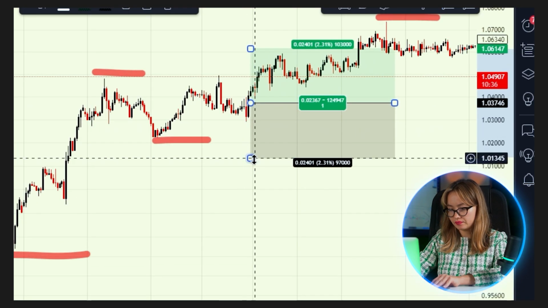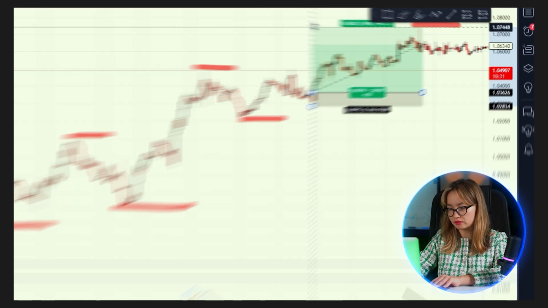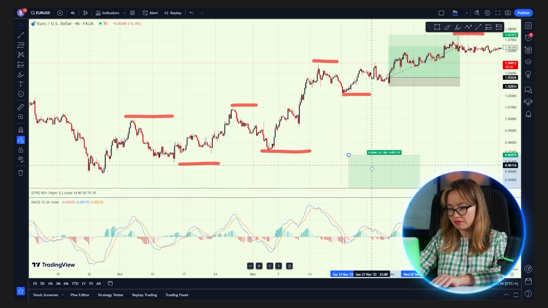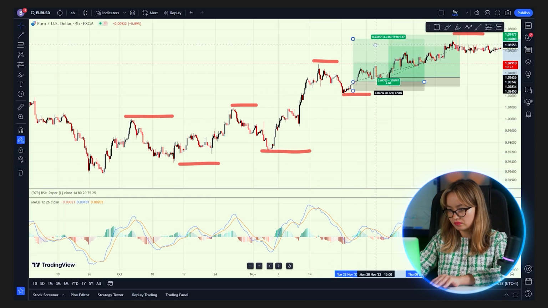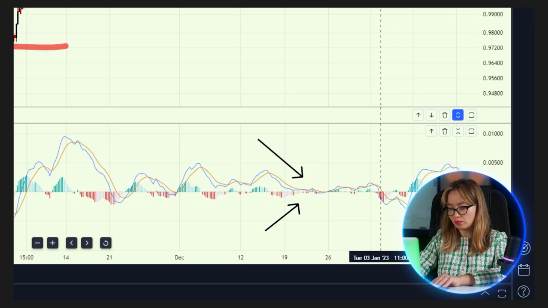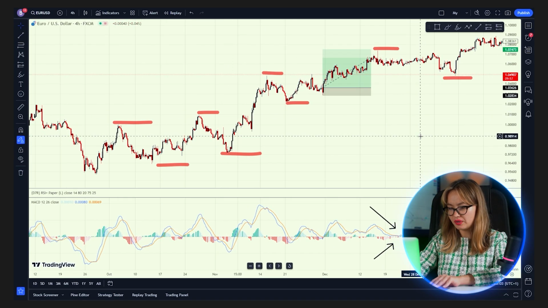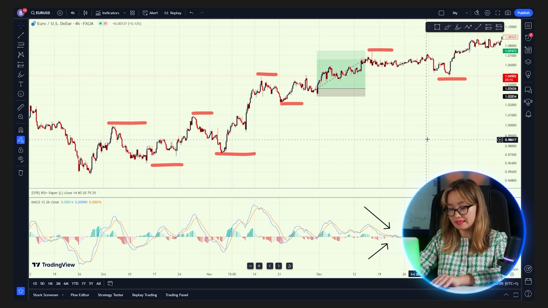Like here. If we had entered here, we would have made a profit. Oh, let me find another example. When the price is below zero, we can trade pullbacks. A pullback is a temporary price deviation from the main trend. You can easily spot this on MACD.